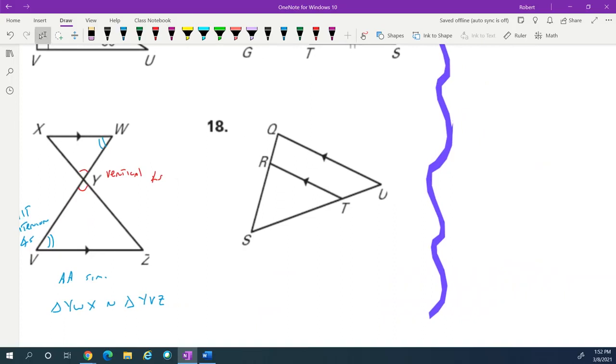In number 18, we have two triangles. One triangle is inside the other. So look at this as a small triangle and a big triangle. The small triangle is inside of it. We have angle S, which is part of both triangles.